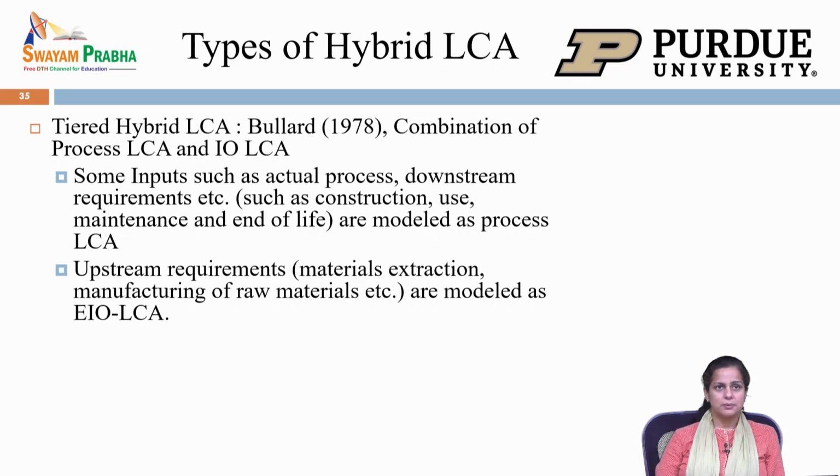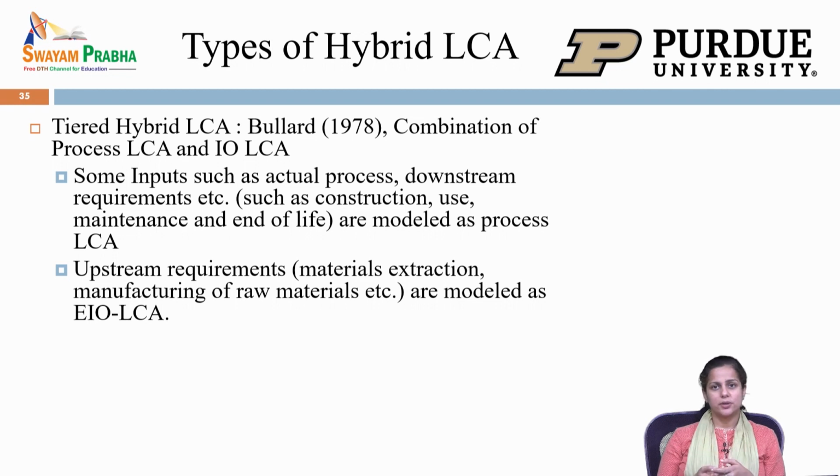The way tiered hybrid LCA works is that some inputs such as actual process and downstream requirements such as construction are modeled as process LCA, because a lot of these which have direct access to data have more availability of information to be able to directly model it as process. So, we use the process LCA for much more of the immediate life cycle stage that is part of our LCA study. Some of the upstream requirements such as materials extraction or manufacturing etc.